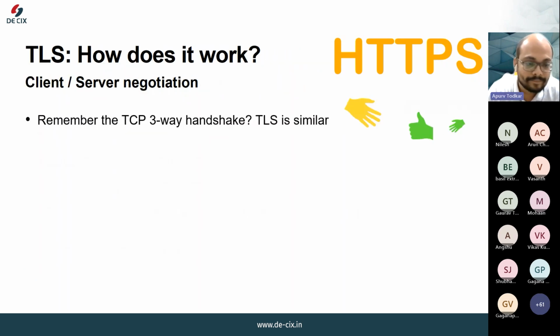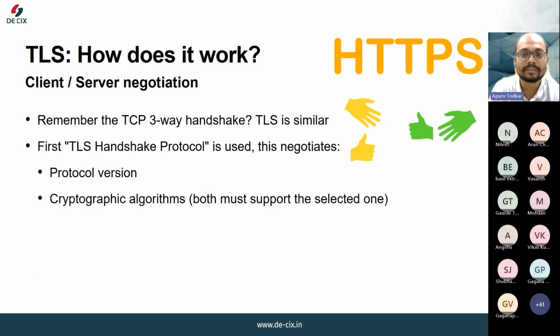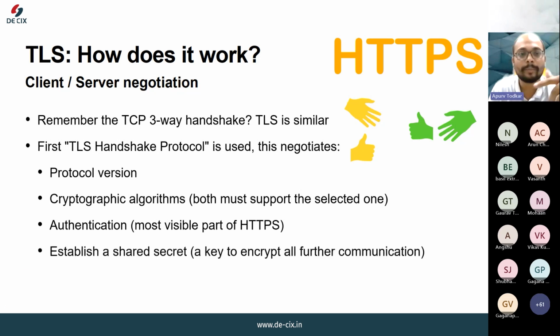So let's see how this actually works. Remember the three-way handshake that we talked about in the IP presentation. Transport layer security is somewhat similar. So here is the breakdown. The first one is the protocol version negotiation, wherein both parties agree on which version of TLS they want to use.